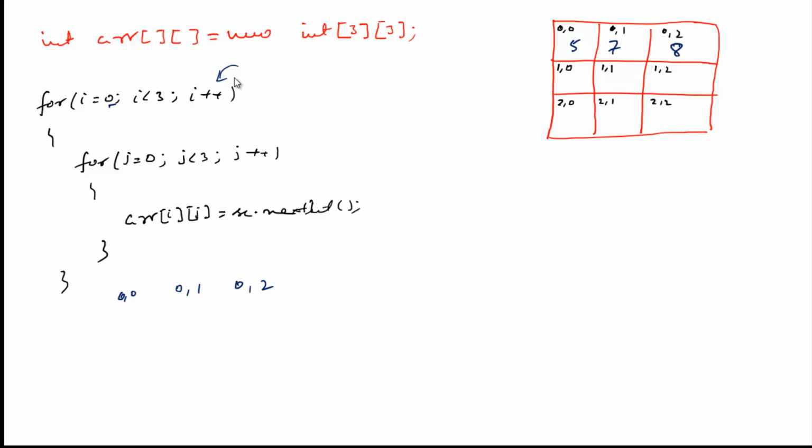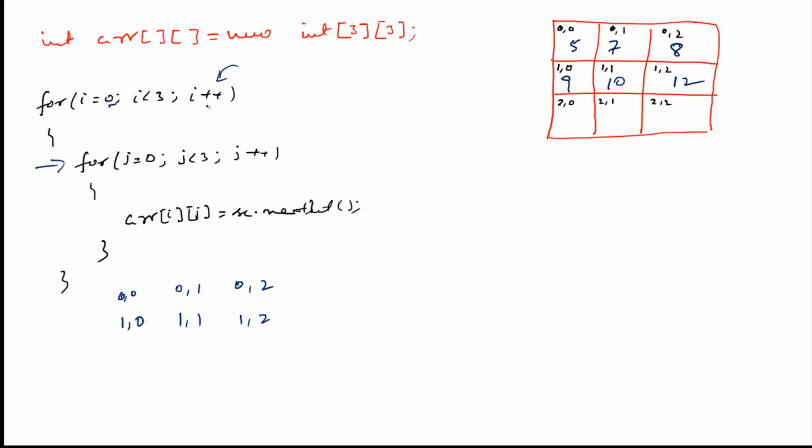When i becomes 1, it will again enter this loop, and the loop will start with j 0 and i is 1. So i 1 and j 0. Let's say I'll put the value 9 here, and then i remains 1 and j becomes 1. So 1 1. I'll put, say, 10 here. You can put any value here. Then i 1 and j 2, so I'll put the value 12.